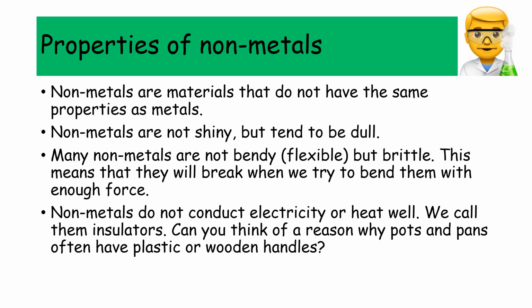Non-metals are materials that do not have the same properties as metals. Non-metals are not shiny, but tend to be dull. Many non-metals are not bendy. That means they're not flexible, but they are brittle. This means they will break when we try to bend them with enough force. Non-metals do not conduct electricity or heat well. We call them insulators. Can you think of any reason why pots and pans often have plastic or wooden handles?